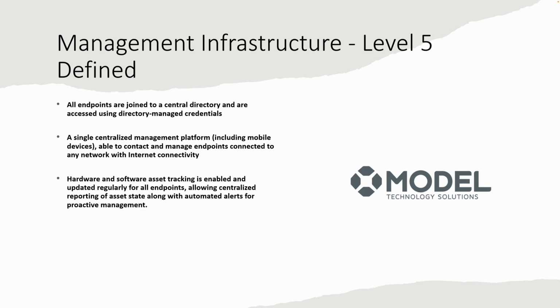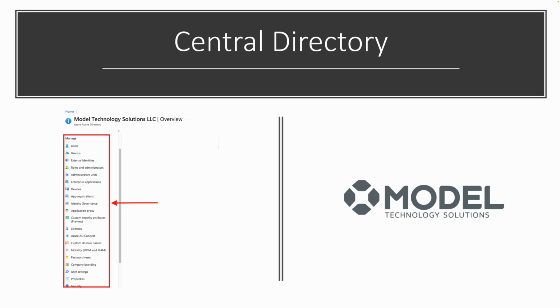And then hardware and software asset tracking is enabled, and it's updated regularly for all those endpoints. This allows centralized reporting of the state along with automated alerts for proactive management. That is an important component of the level 5 maturity model as it pertains to management infrastructure. And finally, we have processes. These processes are established and followed on a continual review to ensure that new features and functionality are in production use.